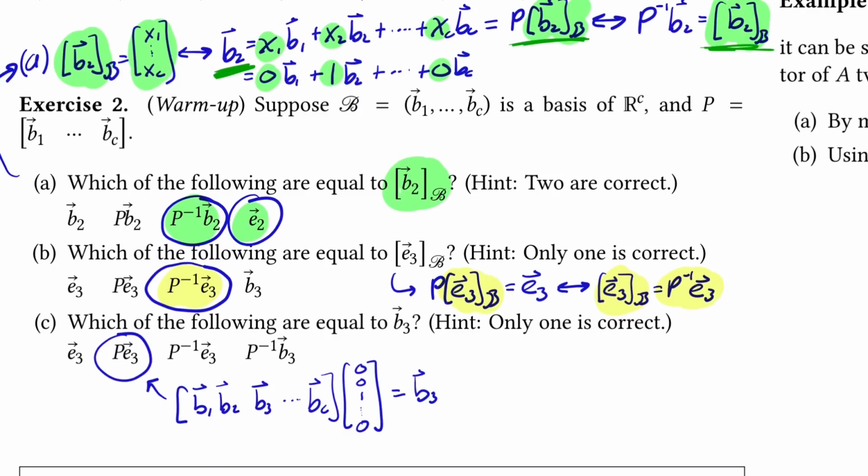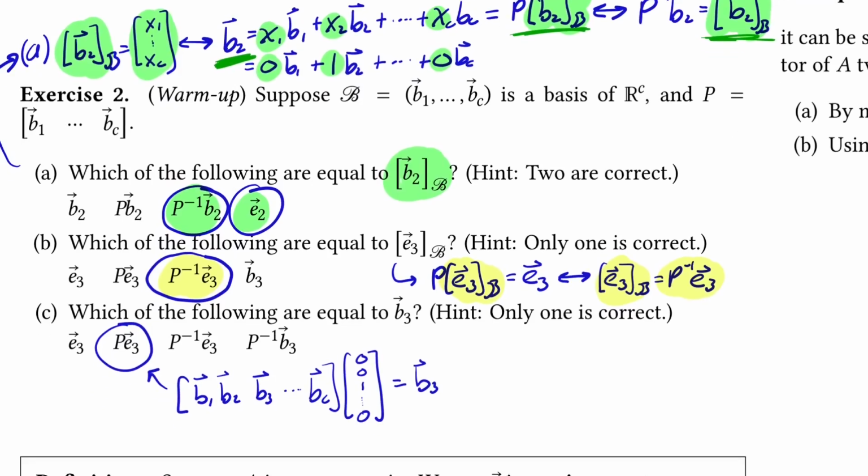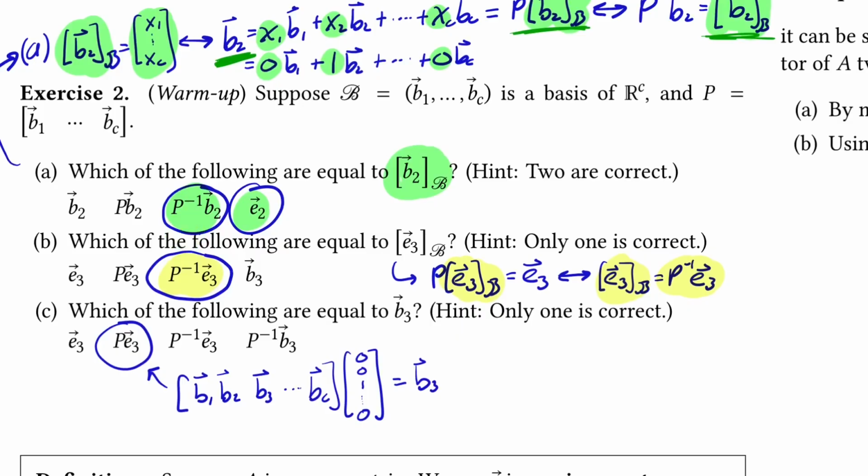For part B, this is the same idea as that last thing we were saying. It's just that we have e3's B coordinates instead of b2. So the B coordinates of e3 are the weights you multiply by the columns of P to make that linear combination come out to be e3. And so just multiplying both sides of this equation by P inverse gives you what you want.